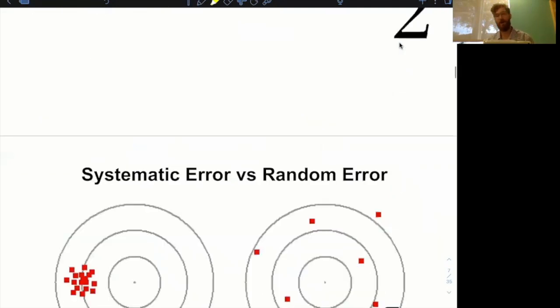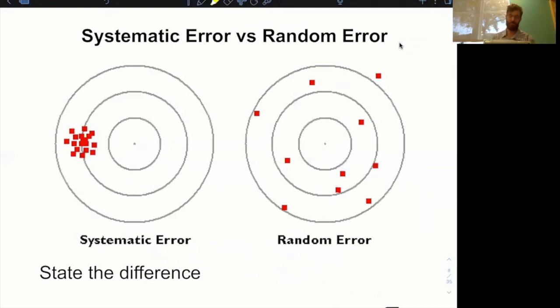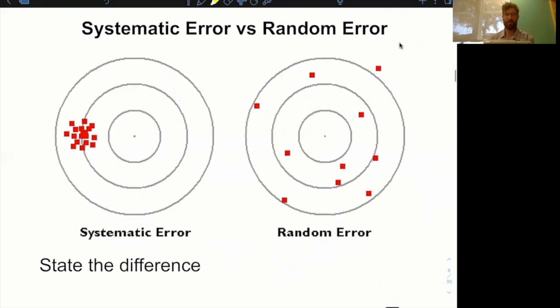So when we're talking about uncertainties, ladies and gents, we really like to talk about two types of error, two sources of error. There is systematic error and there is random error. So what I want you to do, ladies and gents, is take a moment, pause the video, and think about what the difference is between these two. When you unpause, the answer will be on the screen.